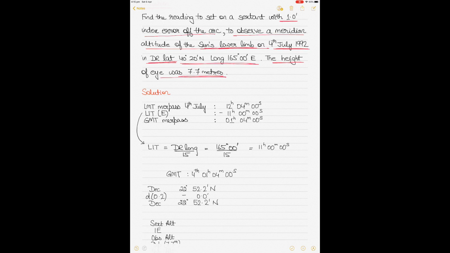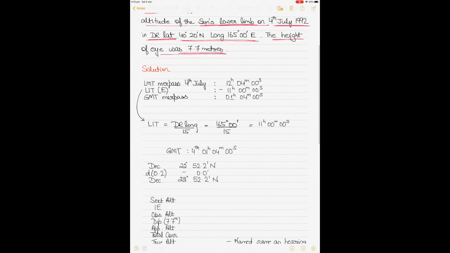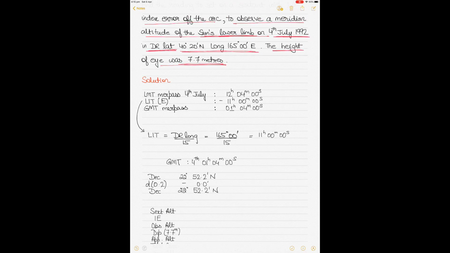The first thing that you do is find out the LMT of meridian passage for 4th of July. This is normally what we do, so this is not different yet. Even if it was a meridian passage question, the first thing that we normally do is find out the time at which the meridian passage will occur on 4th of July. So let's go into the nautical almanac of 1992 for 4th of July and find out what time the meridian passage is going to occur.